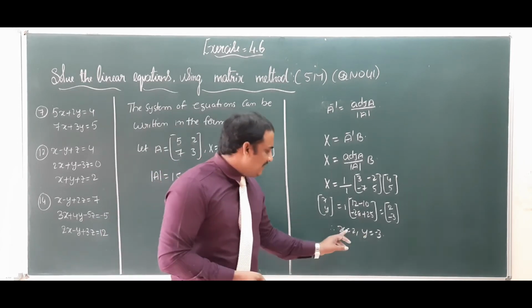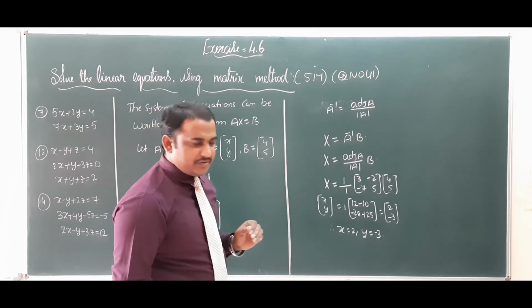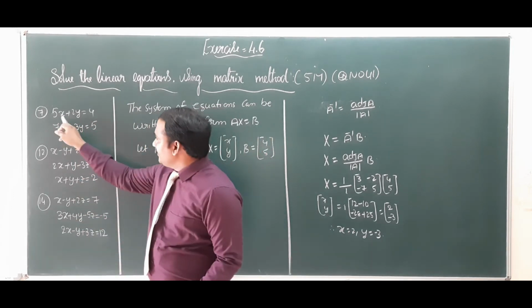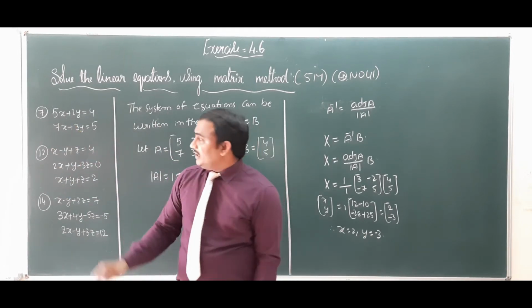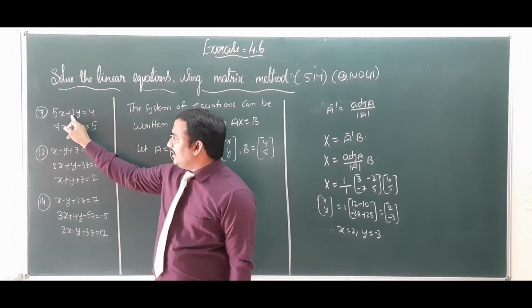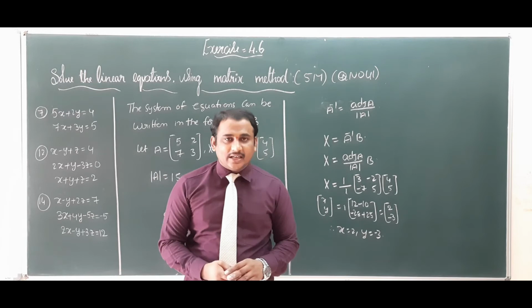How will we check? Substitute the X value and Y value in the first equation or the second equation. Any one equation is enough to substitute. X equal to 2: 5 2 are 10, plus Y value minus 3, minus 3 into 2 minus 6. 10 minus 6, 4 you got. Therefore, the X and Y values are correct.